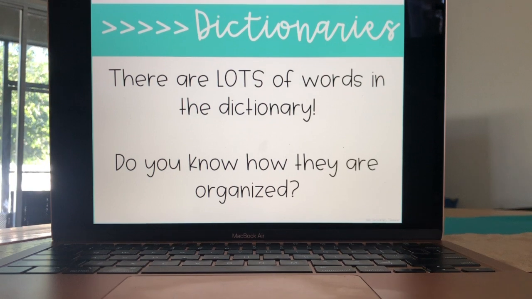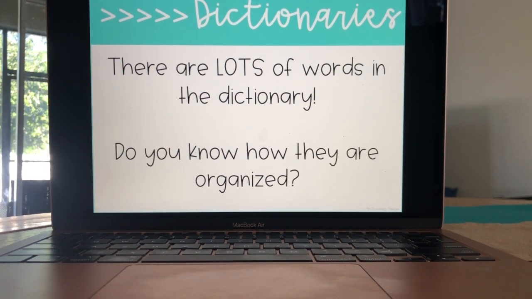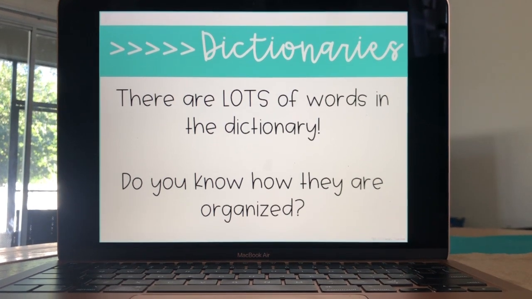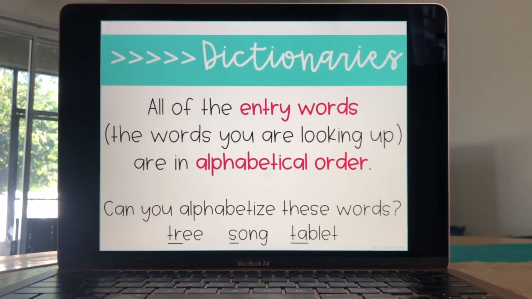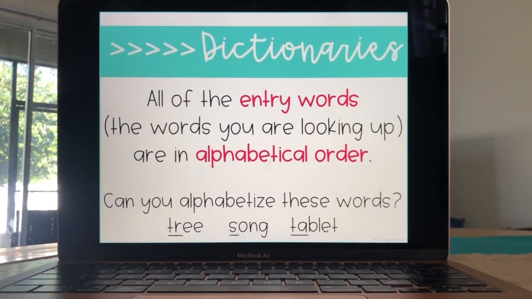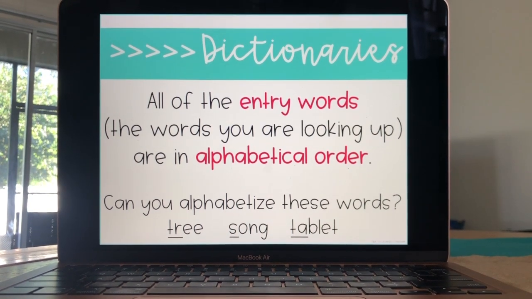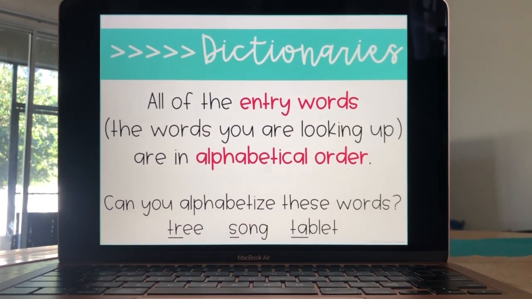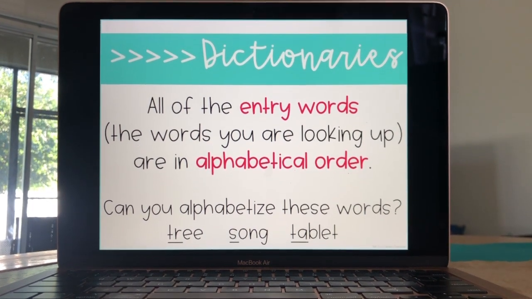There are lots of words in the dictionary. Do you know how they are organized? And there's a reason for the layout of a dictionary. All of the entry words, say that with me, entry words, or the words you are looking up, are in alphabetical order. Now, we briefly talked about this, and you've heard it before, but alphabetical order is when you put things in order by using the alphabet.